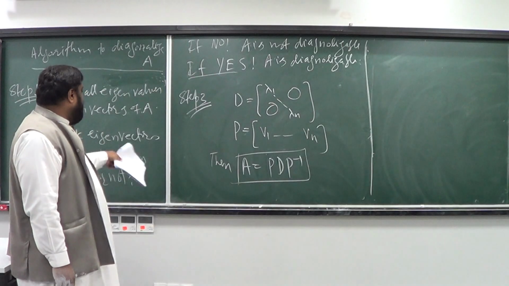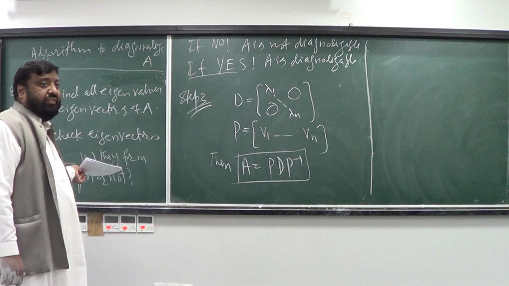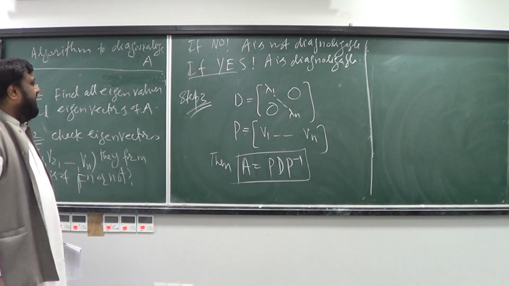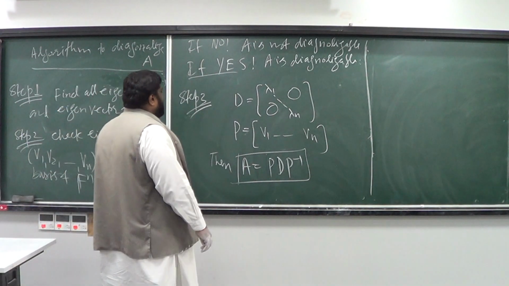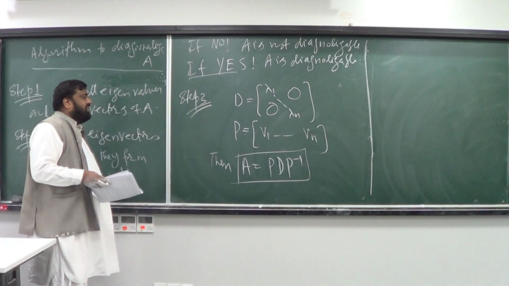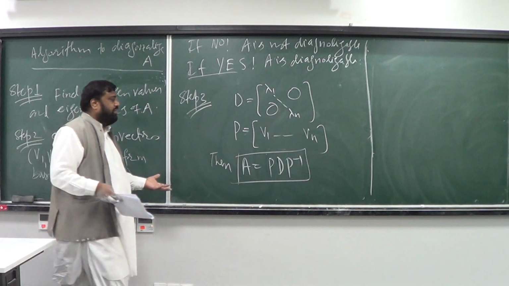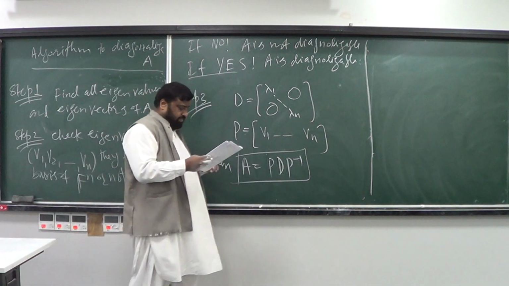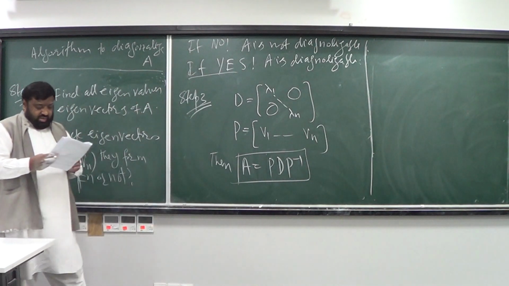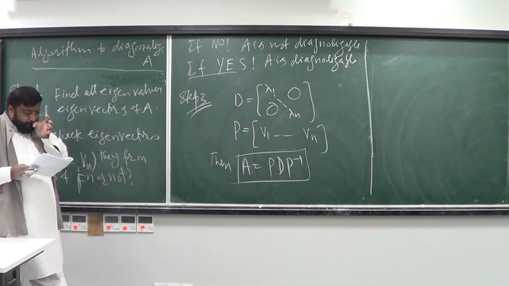And take the eigenvectors, which are creating the basis of Fn, and put them together as column vectors in P. This is going to give you the matrix that you need to diagonalize A. In other words, A can be factorized in this manner. Okay, so let's do an example.